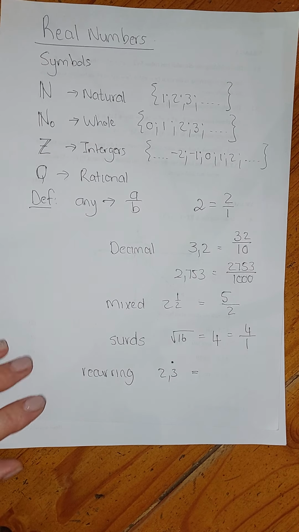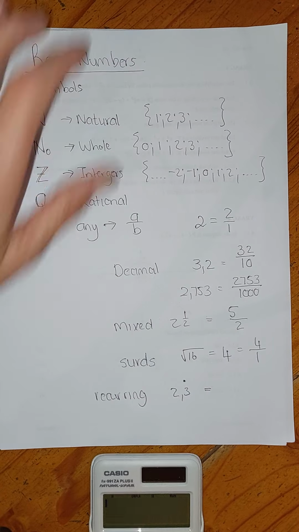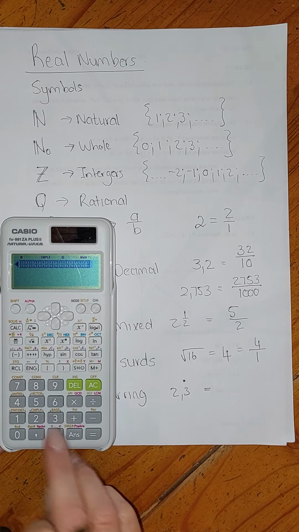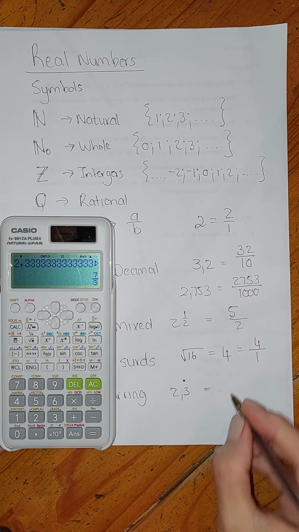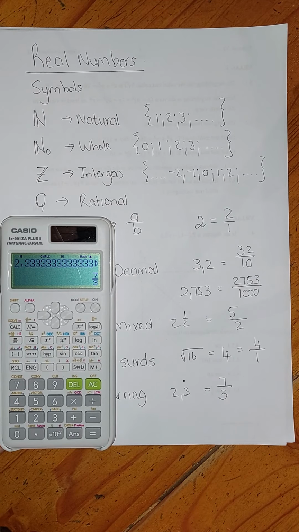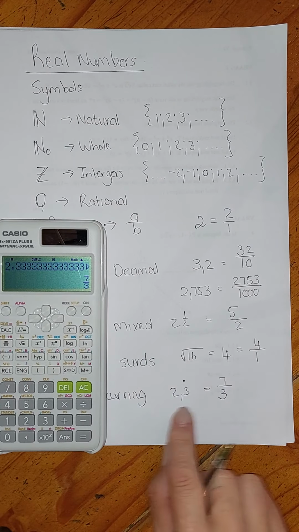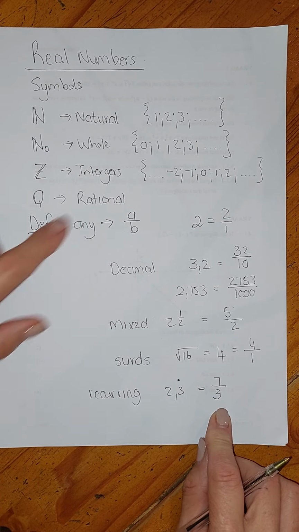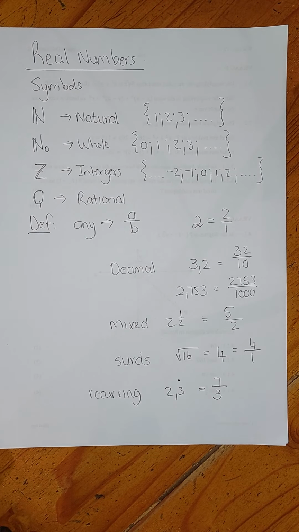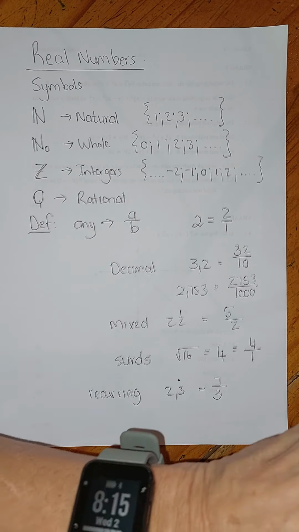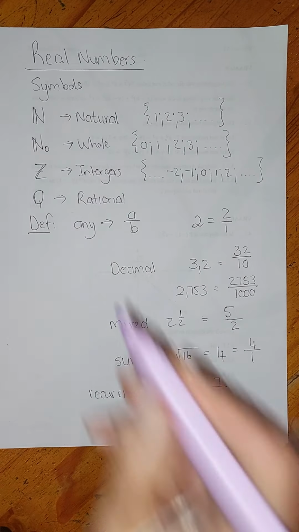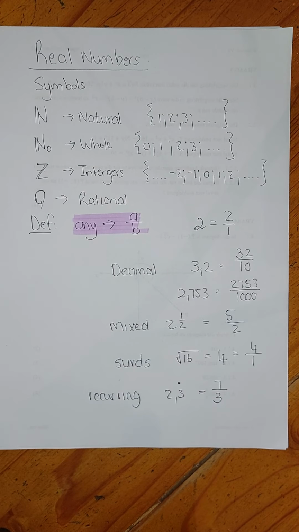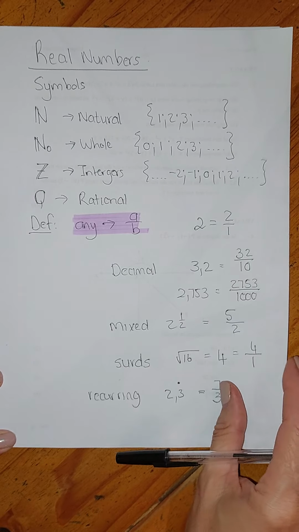I think in grade 9 they showed you how to do it, but I'm just going to quickly do 2.3 recurring. I'm just going to put a lot of 3's, and when I convert it, it becomes 7 over 3. So this is also a rational number. Those numbers are called our rational numbers. The definition for a rational number, very, very important: it is any number that can be converted into a fraction.